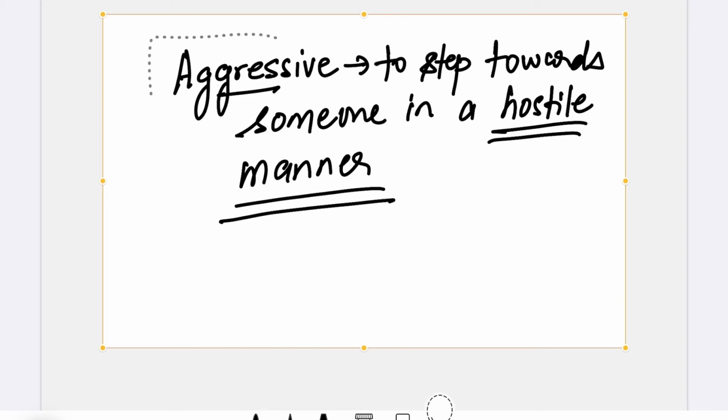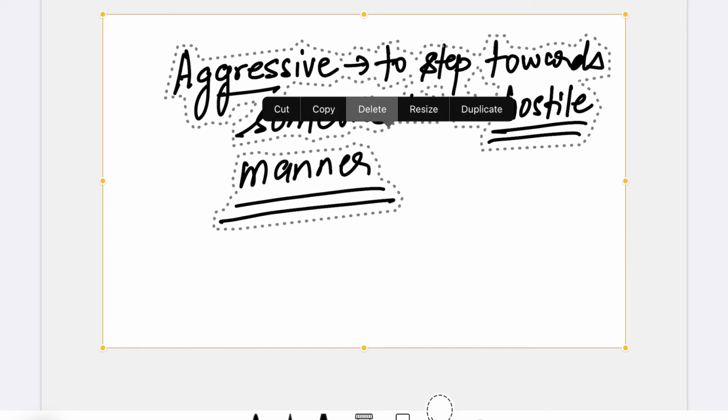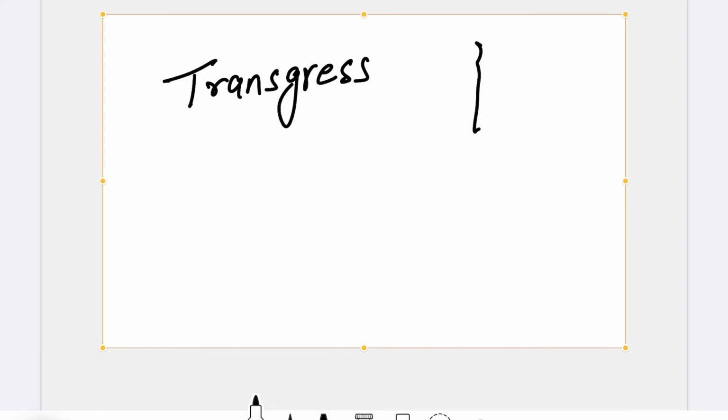Now let's see another word involving gress. The word is transgress. Okay. Suppose you are in aggression, then what can you do to someone? You can overstep upon another person's rights, or you can go beyond what we call socially, morally, or legally accepted limits. Okay, so you are crossing the line. This is the line, you are transgressing it, you are stepping beyond this limit.